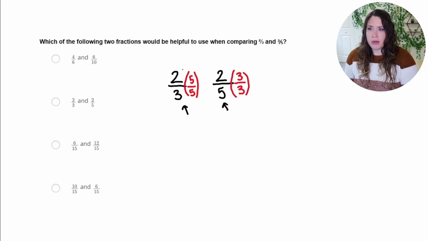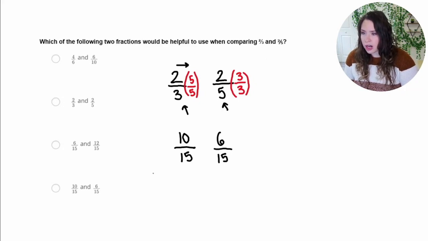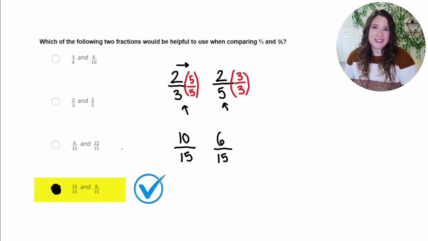Now, when I go to actually multiply these, I'm going to just multiply straight across. So 2 times 5 would give me a 10/15. And 2 times 3 would give me a 6/15. So comparing 10/15 and 6/15 is useful for comparing 2/3 and 2/5. So our correct answer is down here at the bottom, 10/15 and 6/15.